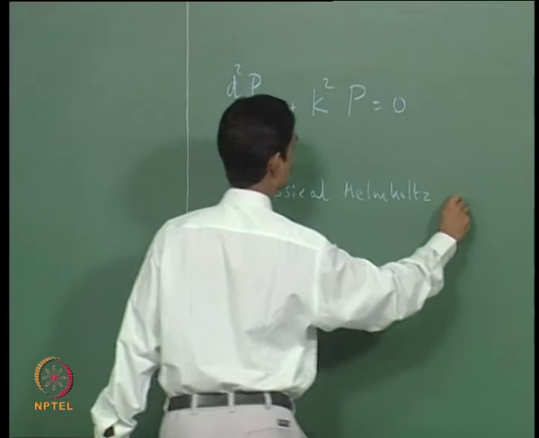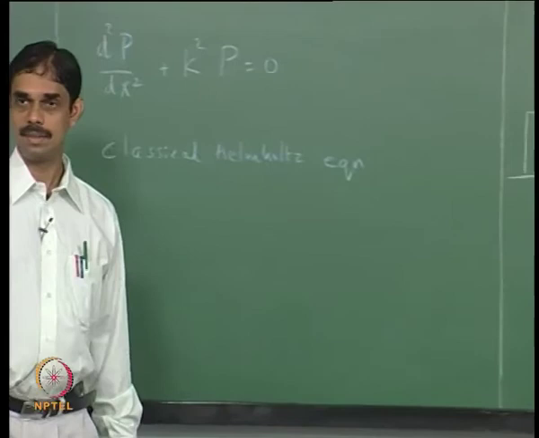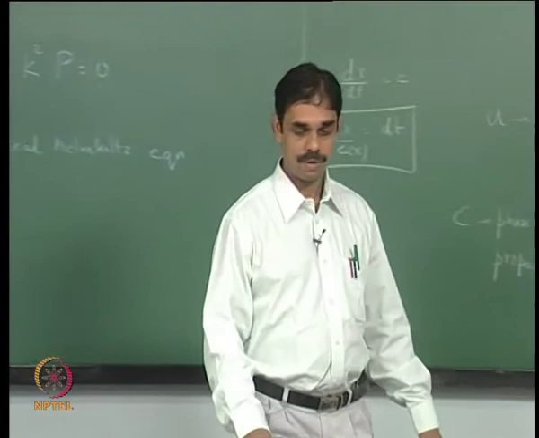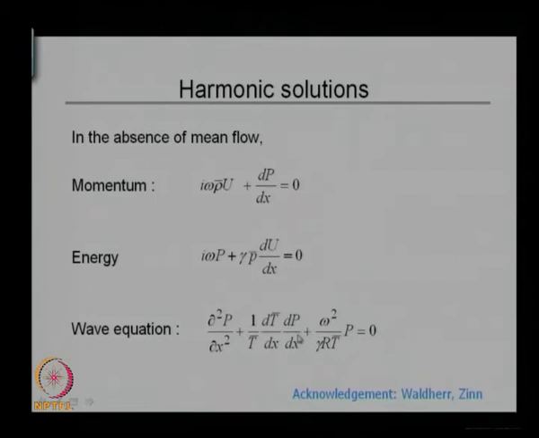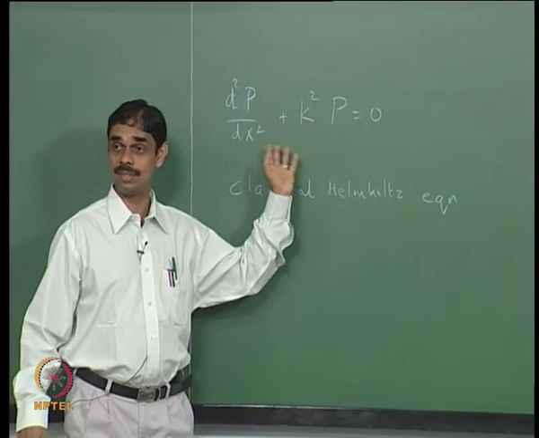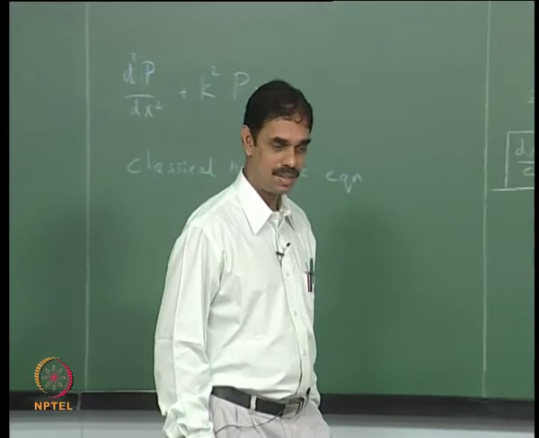I use classical in the sense that there is no temperature gradient and so on. So we can actually recover this equation from the equation that I have written here by putting T equal to constant, the first term will drop out, and this omega squared over gamma R T bar is k squared, only thing is, in the classical sense k squared is a constant, and your solution was a sin kx plus b cos kx. Now, can you guess what the solution would be?